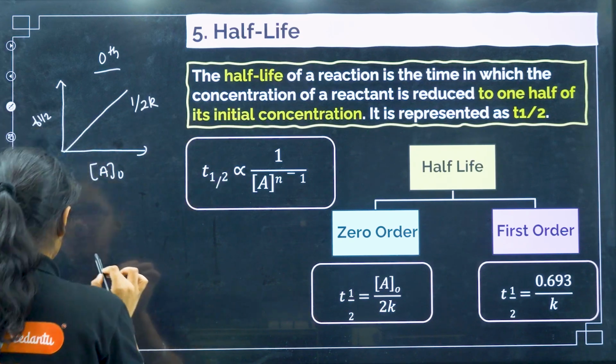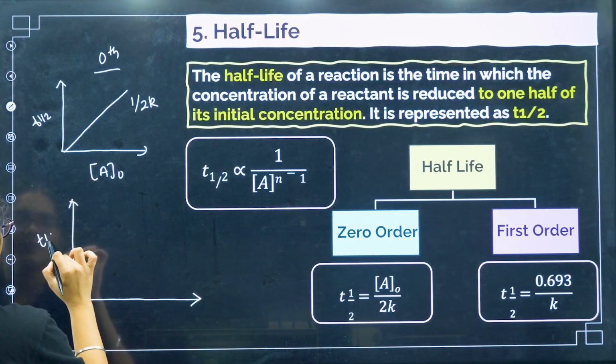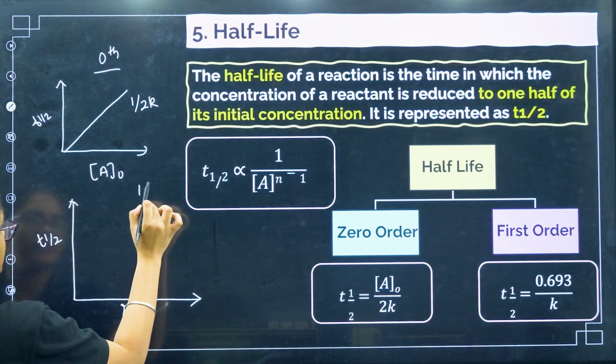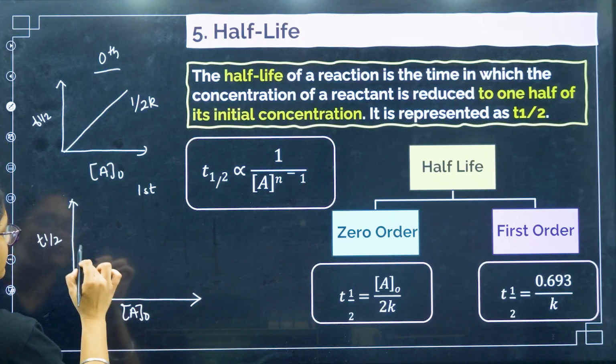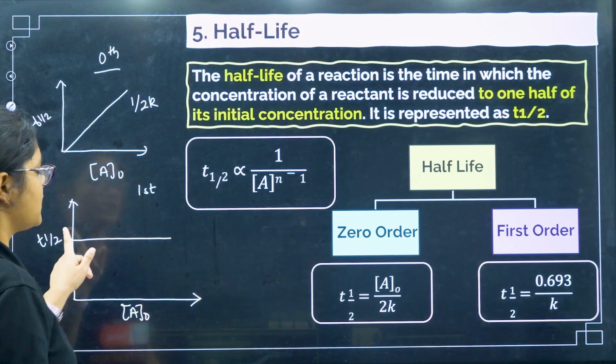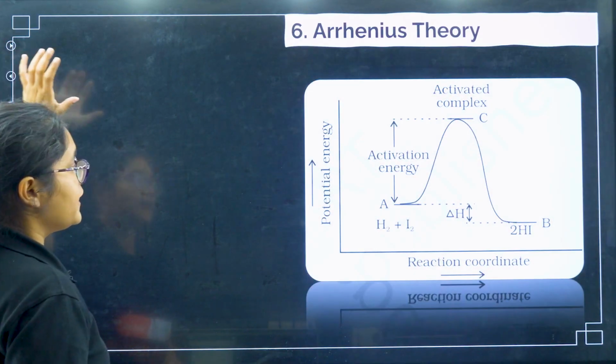And for the same graph, that is t half and a naught, but for first order, it is independent of the concentration, so it will remain constant: whatever you change the concentration, the half-life remains constant, okay.